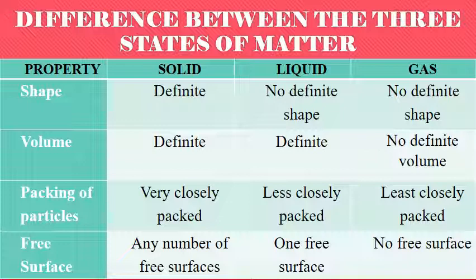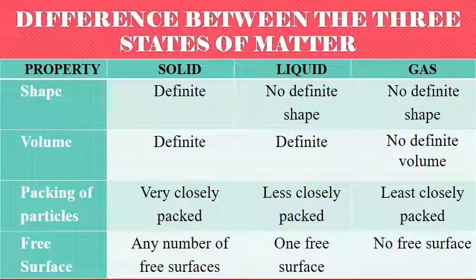The liquid is less closely packed. The particles in a liquid are also comparatively closer to one another, but compared to that of a solid, they are less close to one another. In gas, the particles are least closely packed. So the particles are far away from one another in a gas.